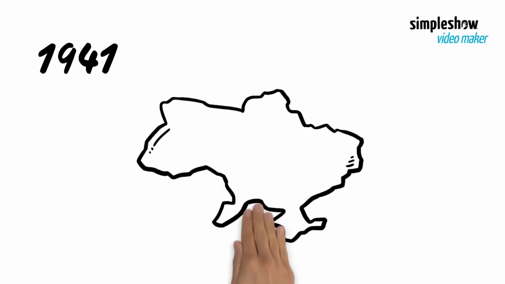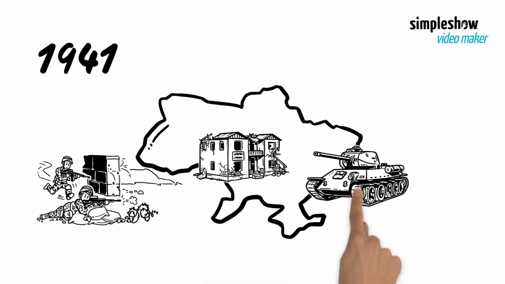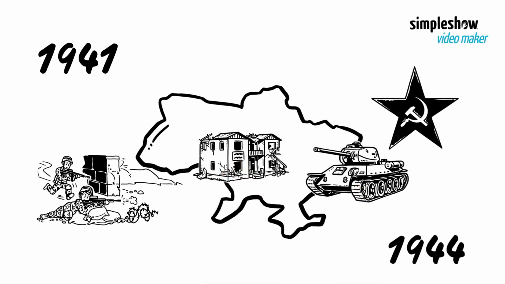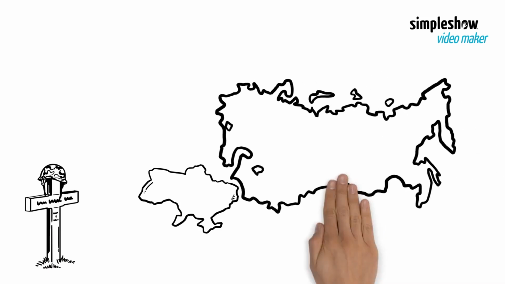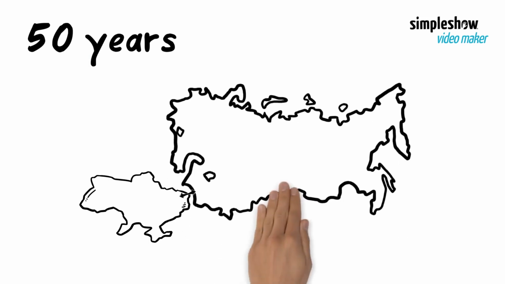Then, in 1941, during World War II, Ukraine was overrun by Axis armies and was consequently further devastated, only to be retaken by the Soviets in 1944. By the end of the war, the borders of the Ukrainian Republic of the Soviet Union had been redrawn to include the western Ukrainian territories. For nearly half a century after this, Ukraine remained part of the USSR.